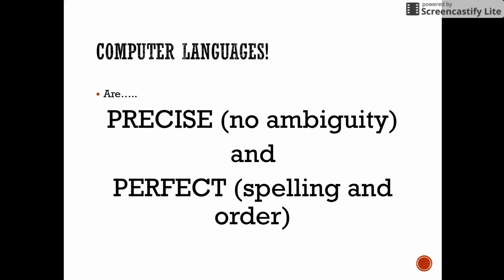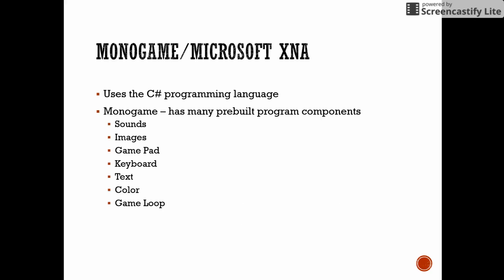The other thing is computer languages are perfect. Computers cannot figure out your misspelling. So be careful. You have to be perfect when you're coding. It needs to be spelled perfectly. And it needs to go in the exact order you want your computer to function. It will not know to jump around. It will simply go in order. So if something's happening too early in your game, maybe that's a sign that you need to go back and look at the order in which your code is actually running.